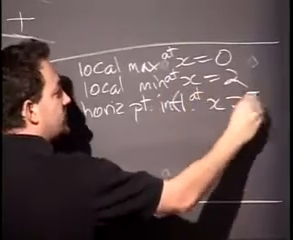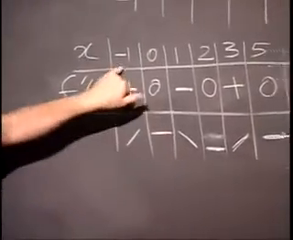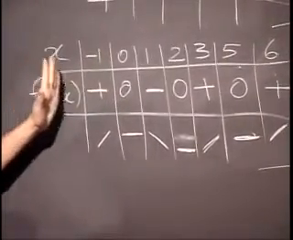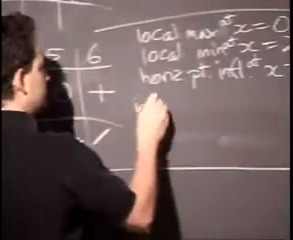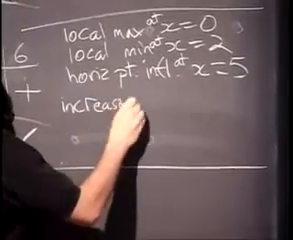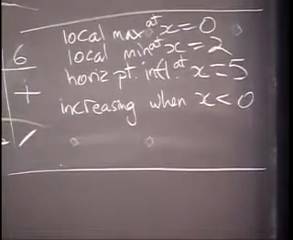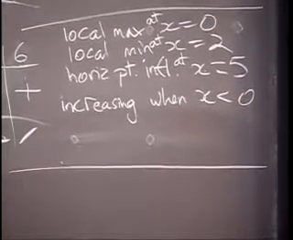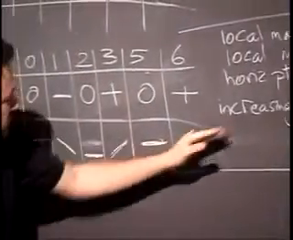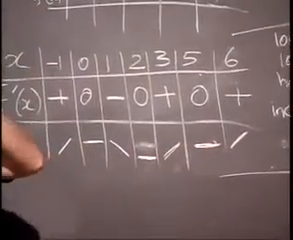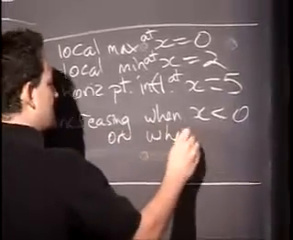Horizontal point of inflection. I should write "at" in each case. At x equals 5. Another question, where is the curve increasing? Well, don't let the minus 1 fool you. That's just a representative point. In fact, it's increasing up to 0. So it's increasing when x is less than 0. Where else is it increasing? It's actually increasing everywhere to the right of 2, and even further, maybe not at 5, but 5 is just 1 point, and it still is increasing. So also, or when x is bigger than 2.